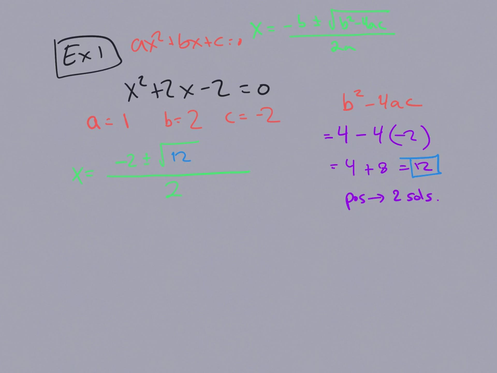Now we have to simplify this, and this is maybe the harder part. Okay, the first thing we'll do is we'll say x equals negative 2 plus or minus. I'm going to simplify the square root of 12 to be, and you can do some side work, square root of 12 is square root of 4 times 3, which is 2 root 3. So it's plus or minus 2 root 3, and that's all divided by 2.